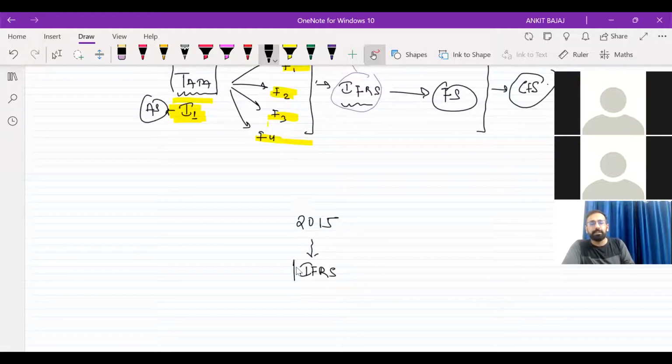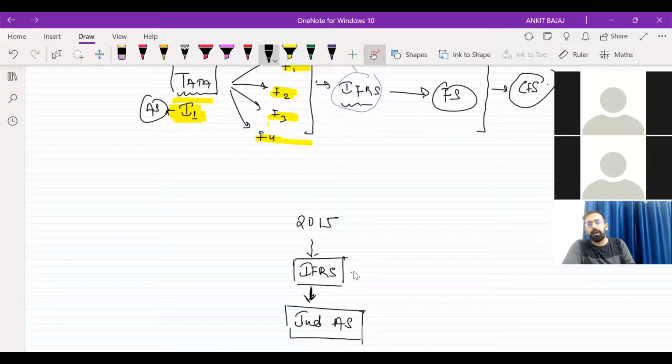So India has copied the law of IFRS and pasted the same in India. And they have given a new name, that is Ind AS, right? So you can say that Ind AS is a copy of IFRS. Simply you can say that Ind AS is a copy of IFRS. Are you able to understand? So that is the reason India has adopted IFRS in India.